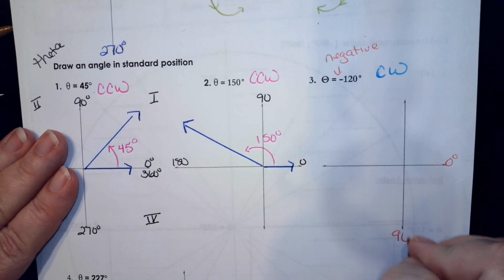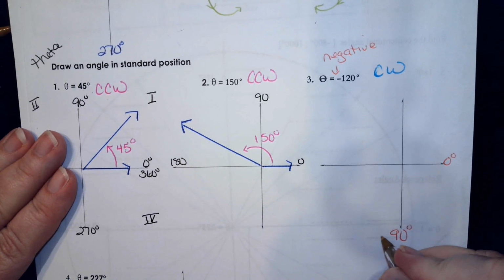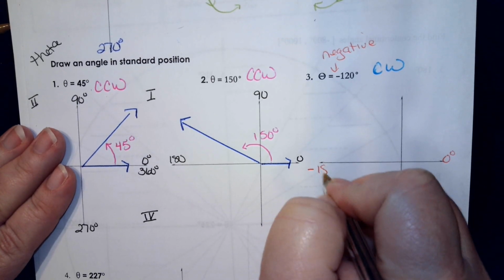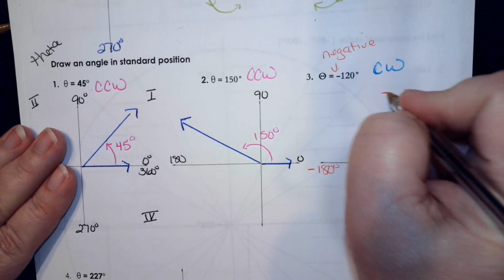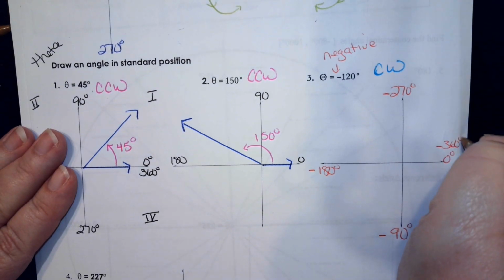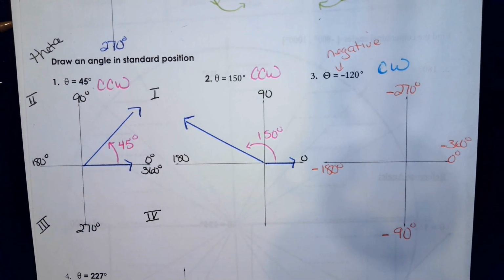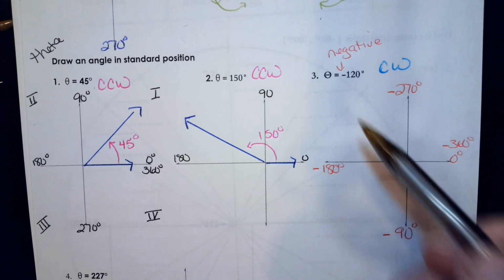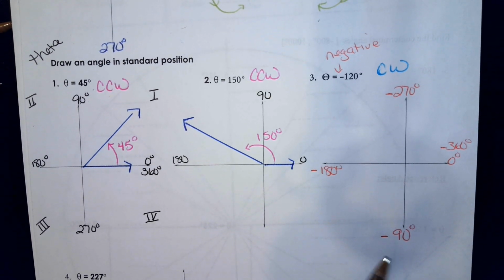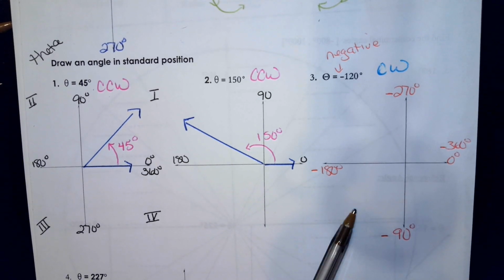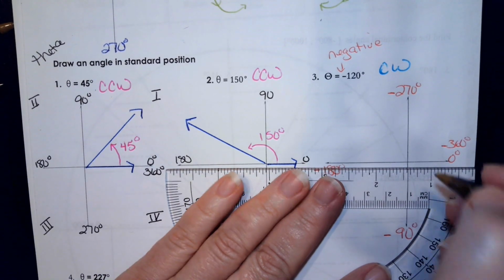So this is 90, but it's not positive 90, it's actually going to be negative 90. This is going to be negative 180. This is negative 270. And this is negative 360. With that being said, where is negative 120 going to fall? Well, it's going to fall between negative 90 and negative 180. So it's going to fall in quadrant 3 for the terminal side.